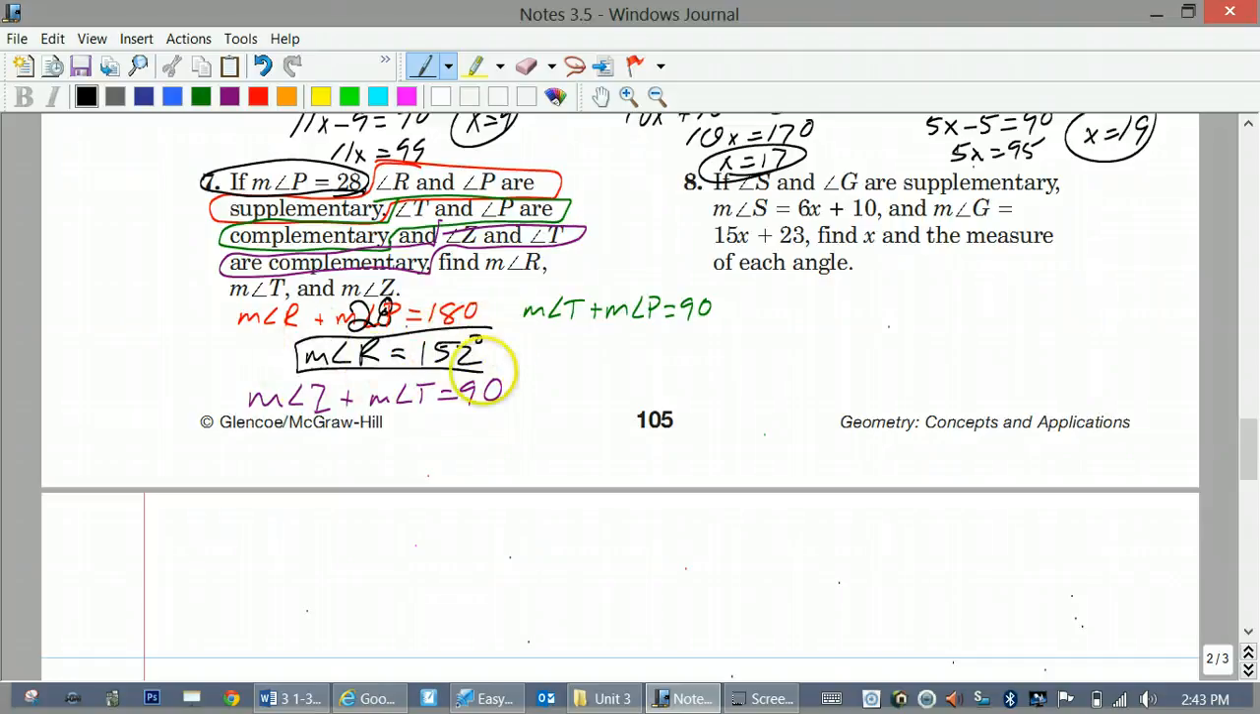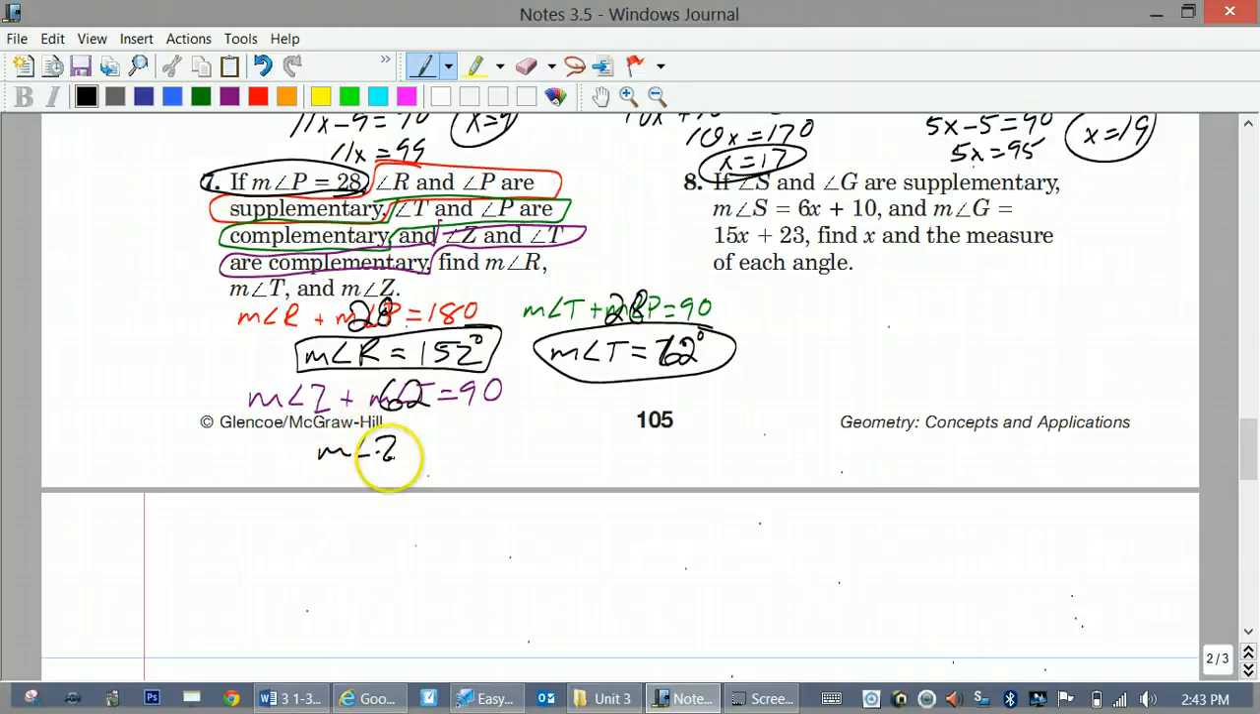Done. That part's done. Next one. There's another measure of angle P. P is 28. I can solve it. Minus 28 both sides. Measure of angle T is 62. Done. Now look at the third one, the equation. Notice we have measure of angle T, the same measure as the rest, so I'm just going to fill in 62. Done. Again, I can't do that without setting those up first. If I set those up first, I know I'm going to get it right. So do it that way.